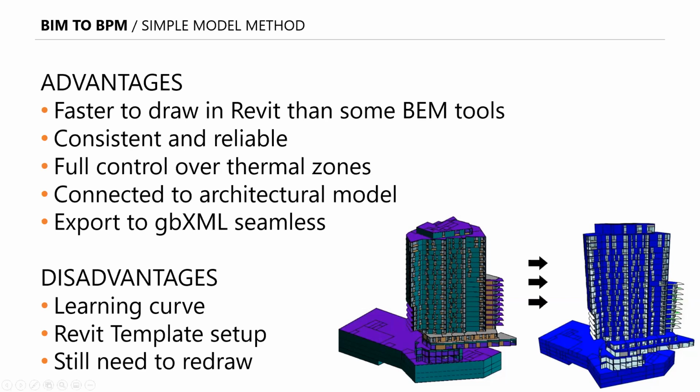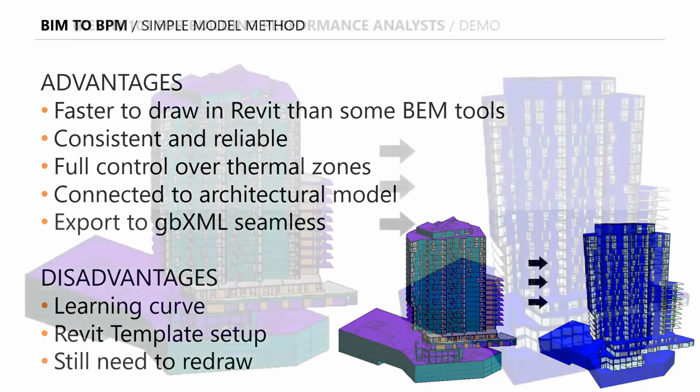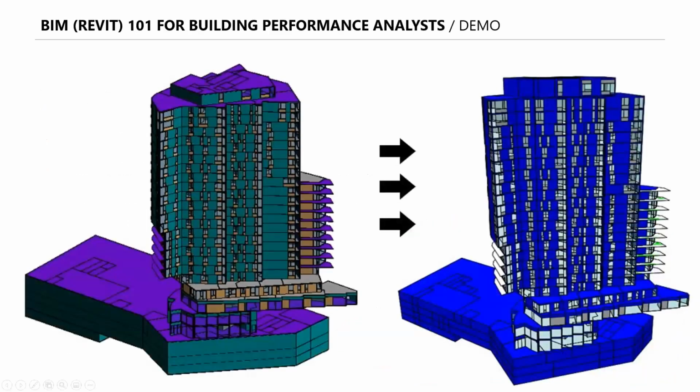And you still need to redraw. So it's not a direct translation process, but it's one which you have control over. And that can be really relevant to how we create our perimeter zones, how we zone multiple similar space types together to allow us to make our energy modeling process faster and reduce the number of thermal zones we have to model.